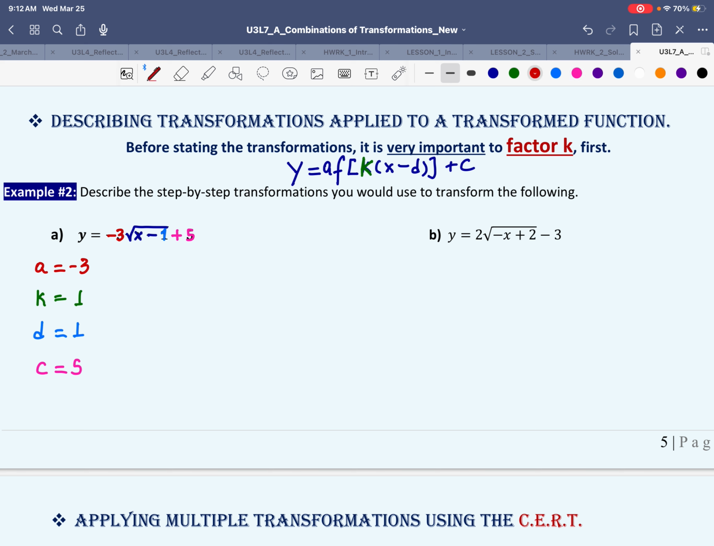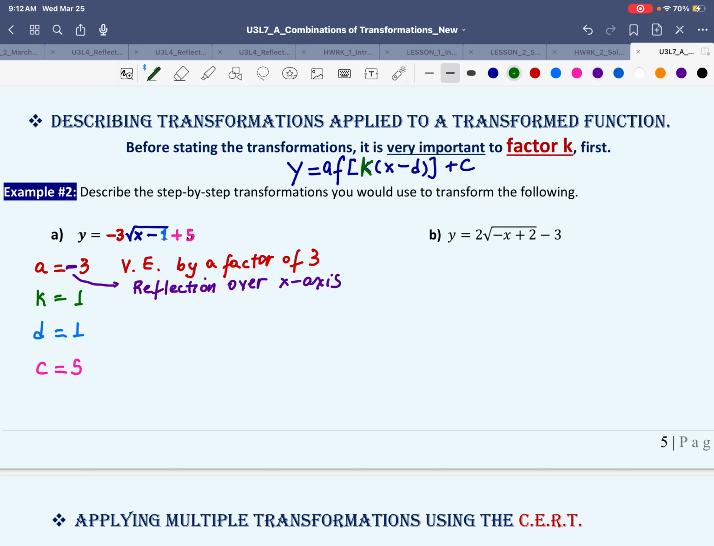Now, since a is equal to negative 3, we'll say that the function has undergone a vertical expansion by a factor of 3. Or you can say that it is 3 times taller. And because of the negative sign in here, the graph has also undergone a reflection of the y values, which happens over the x-axis.